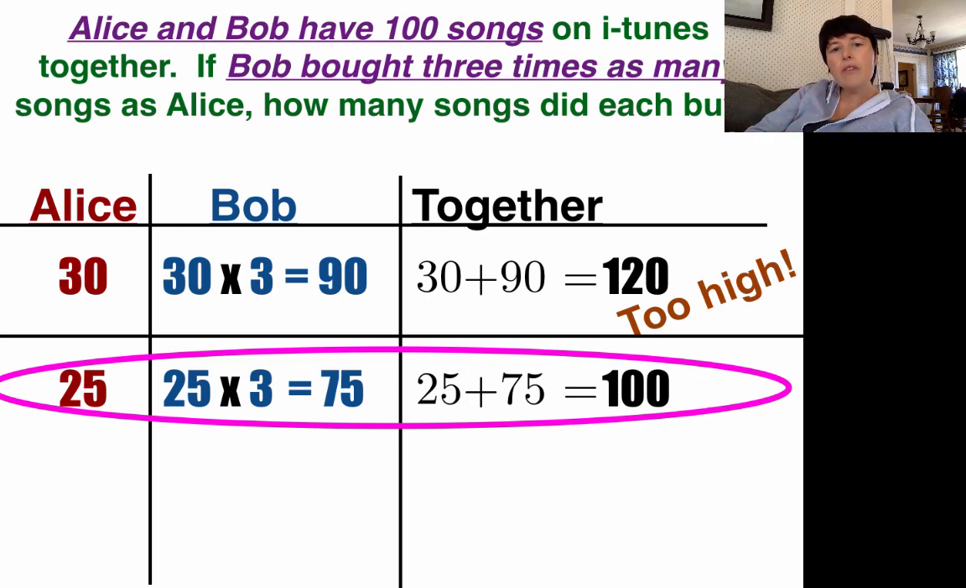But this is a way of organizing that thought process onto paper, using your paper and pencil to show somebody else that's reading your work what you're doing. So I'm trying to organize it nicely. I'm trying to make my table have good labels: Alice, Bob, together. I'm trying to circle the answer and show that clearly.